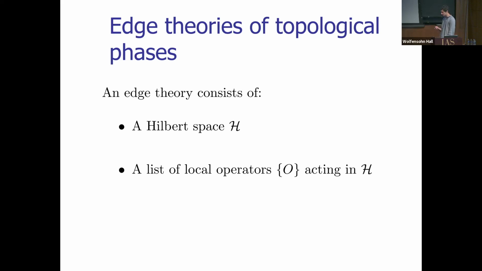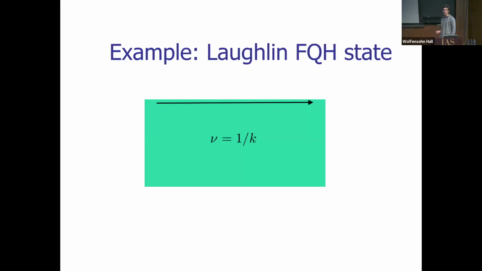Let me give you an example. Maybe the most famous example of an edge theory of a topological phase is the edge theory for the Laughlin state. Here I've drawn the Laughlin state, let's say filling fraction 1 over k, where k is an odd integer. And as you know, when you take the Laughlin state in a geometry with a boundary, what you find is that there are gapless modes at the boundary, and in the simplest form, they're chiral modes that propagate in just one direction. So you have these chiral gapless modes, and you may ask, what's the edge theory that describes the physics of these low energy edge excitations?